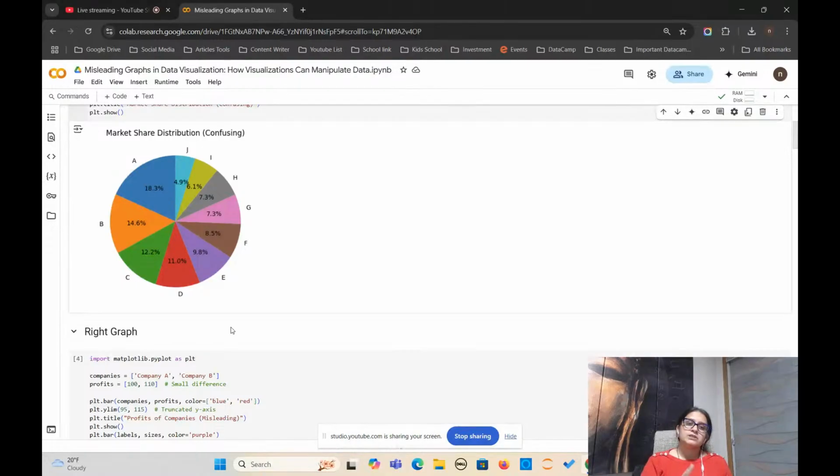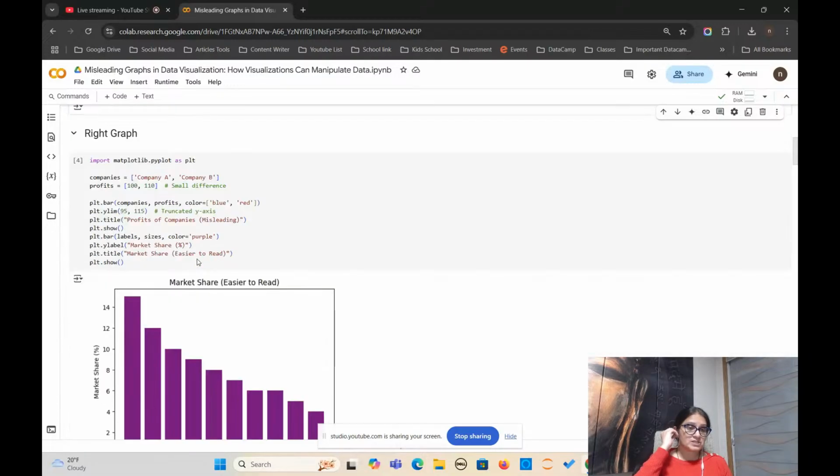Number two, this is very beneficial when you want to slice out one portion, maybe the minimum or the biggest value. In that case, this will work. But I would never recommend it if you have many categories. It doesn't make sense. So this is the first graph.